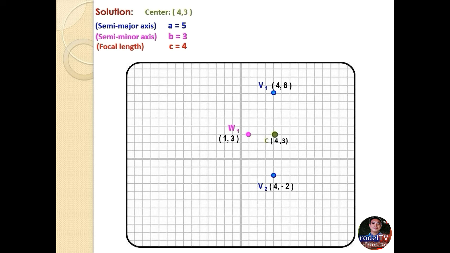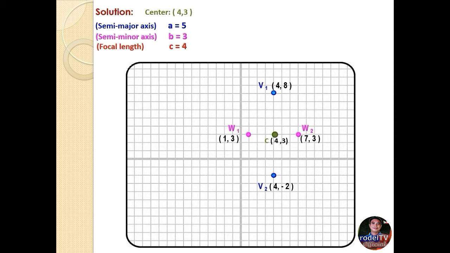Again, notice that from the center, the value of our y-coordinate did not change. And the value of our x-coordinate decreased from positive 4 to positive 1. That's because positive 4 minus 3 is positive 1. Now, for the other co-vertex, let us move 3 units to the right. Therefore, our second co-vertex is at point positive 7 and positive 3. So we simply added 3 units to 4. That's why we have 7.